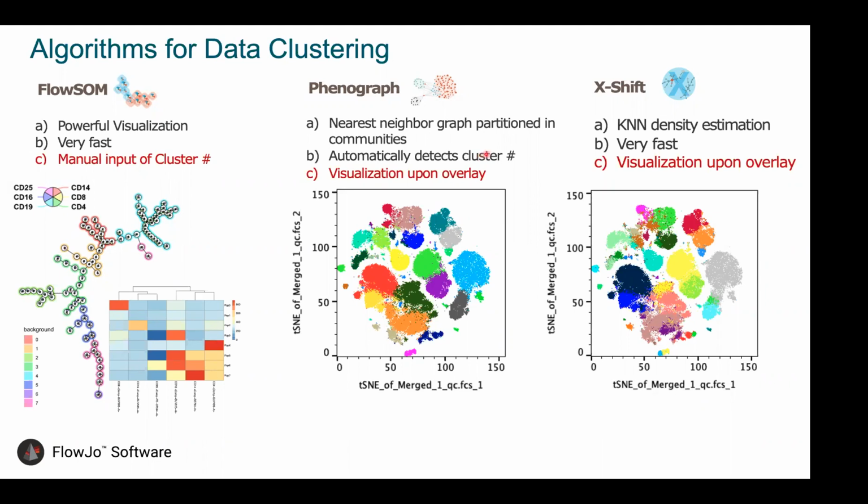Xshift can be quite a bit faster than Phenograph, and that's because of the downsampling that it performs. So if you want a quick clustering, I think Xshift and FlowJo can be the way to go for a quick clustering of your data set.